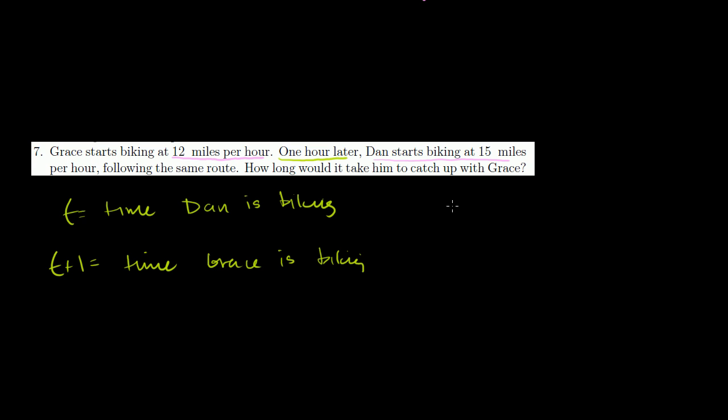And we just have to remember that distance is equal to rate times time. So Dan's distance is going to be equal to 15 miles an hour times the time in hours. And then Grace's distance, let's say D for Grace, is going to be equal to 12 miles an hour, and her time in terms of t is going to be t plus 1. She's always traveling for 1 more hour than Dan. So 12 times t plus 1. The point at which they catch up is the point at which Dan's distance is equal to Grace's distance.